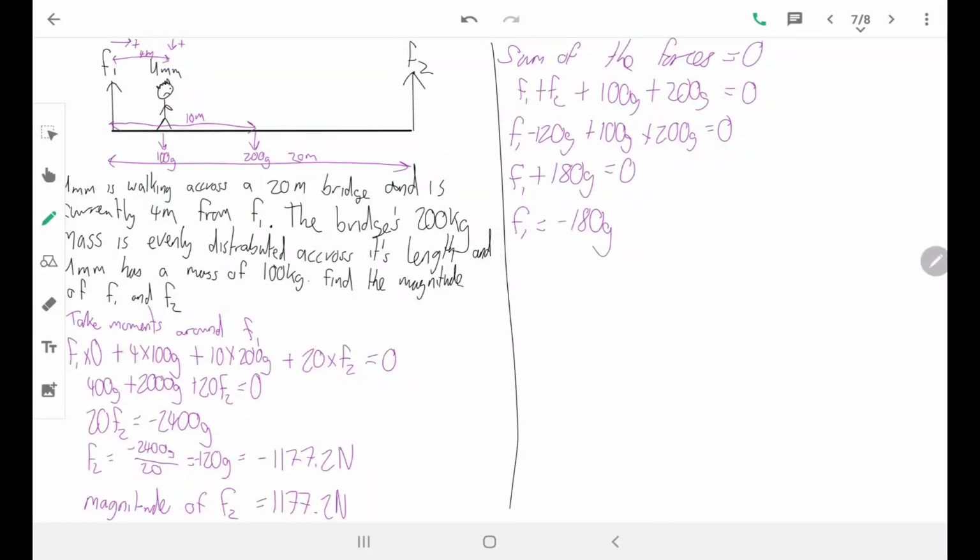And the reason why it's minus is if downwards is positive, upwards is negative. And therefore that equals, do 180 times 9.81, gives you a minus 1765.8 newtons. Now the magnitude of F1, ignore the negative, so it's 1765.8 newtons. Cool, and then we'll have a little look at the next question.